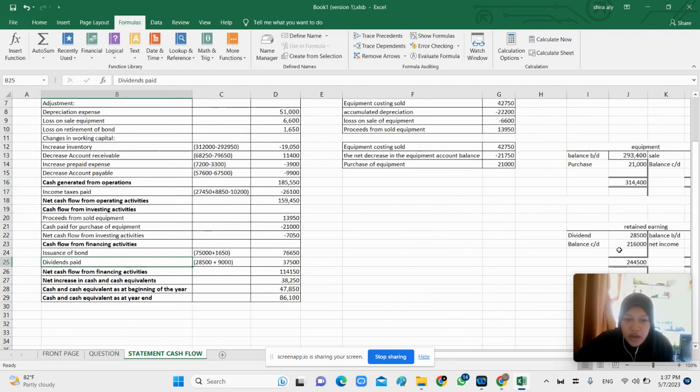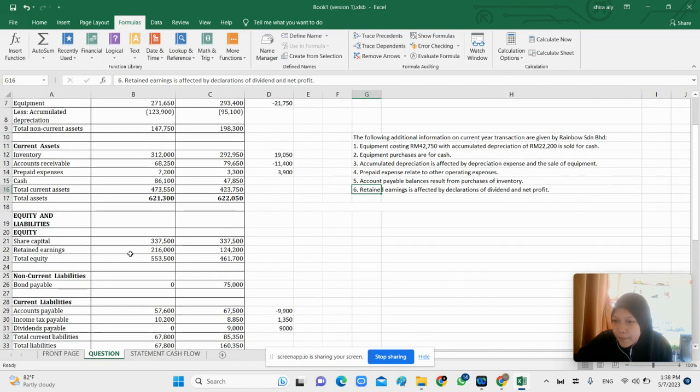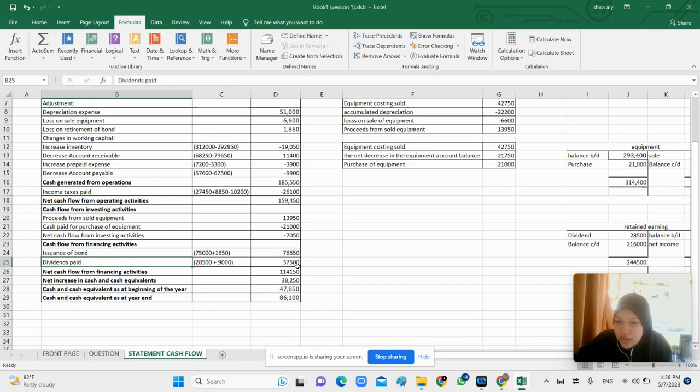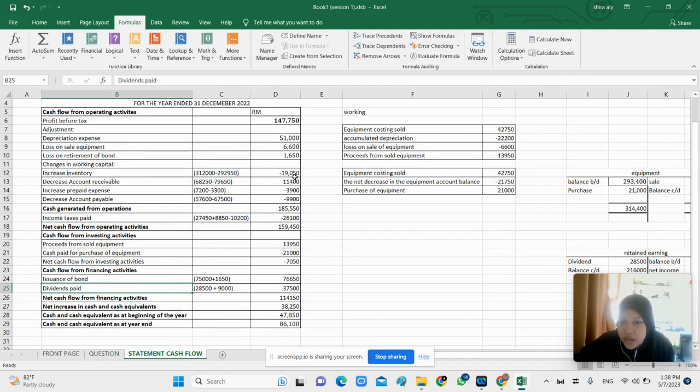Okay, after that, we have to add the dividend payable, which we get from the financial position for the prior year. For the current year, we already paid, so we have 19,000. So we add up together, the dividend distributed added with the dividend payable, and then we get how much we paid in dividend paid, and we will get 37,500.